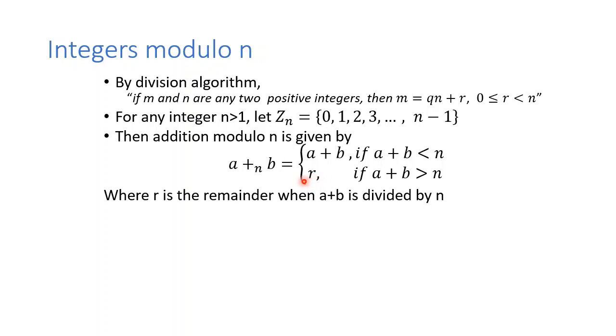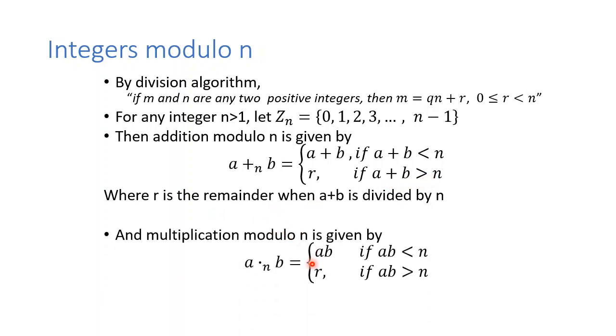So a plus b is simply a plus b if it is less than n. If it is greater than n, you find the residue or remainder of this value a plus b when divided by n. Similarly, multiplication modulo n is given by a dot b is equal to ab if ab is less than n, and if ab is greater than n, we take the value r, where r is the remainder when ab is divided by n.